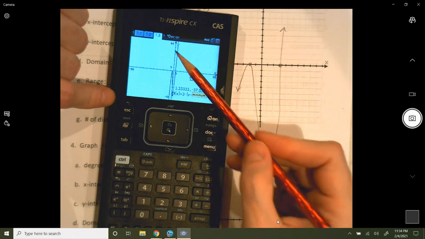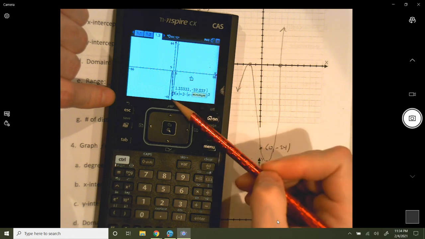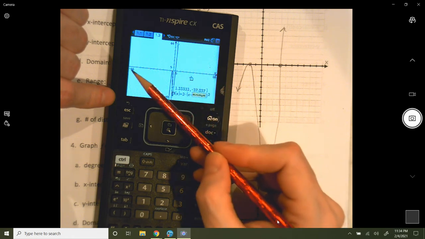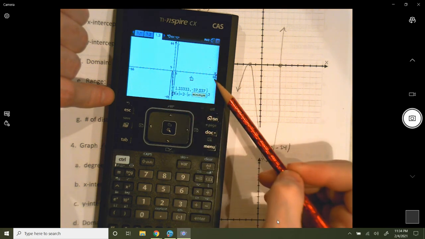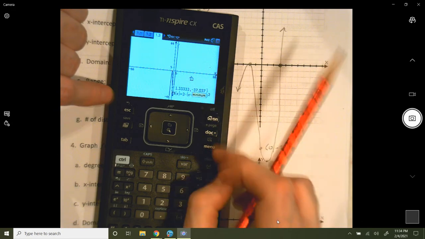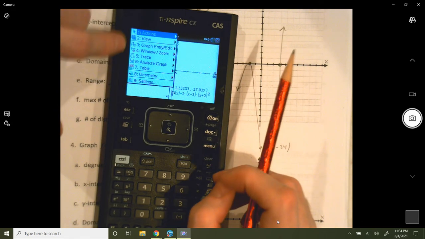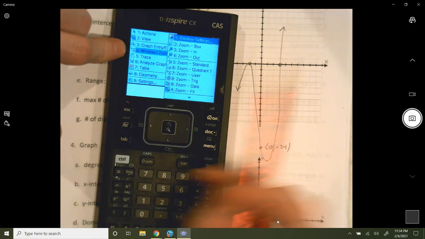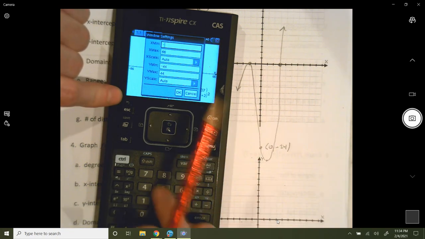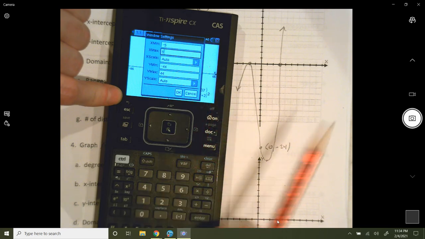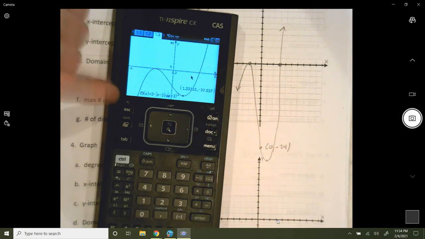It's not perfect because it adjusted everything. Okay, so our y values, that's good. But let's change this. I want to see this graph better. We're going from negative 66 to positive 66. I'm going to change that. I'm going to go to menu, window number 4, and I'm going to do window settings. Now my x min and max, I'm just going to go negative 5 to positive 5. Let's see how that looks. Okay, that's much better. I just needed to zoom in and see this better.